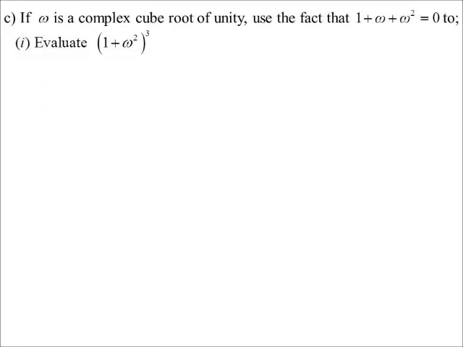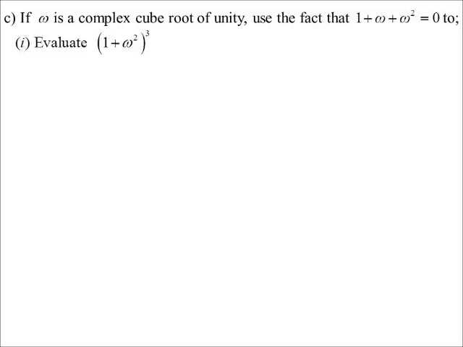Now we're going to play with the cube roots of unity. This time, they're telling us, so we don't have to derive it, okay, it's fair enough to assume 1 plus omega plus omega squared is going to equal 0 for the cube roots of unity. We want to work out what 1 plus omega squared, all to the power of 3, is.